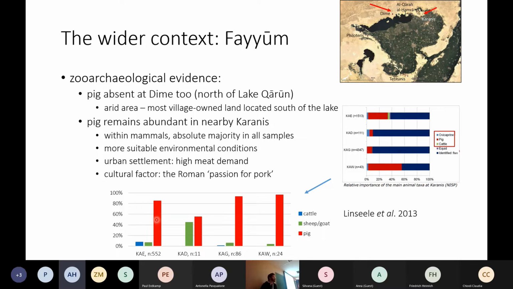We don't have other assemblages from the Fayyūm so far, but still this contrast, and you see that the sites are even quite close, is very strong. Karanis was an urban settlement, so there would have been high meat demand, and pig is very good at meeting this demand. It's a very fast producing source of meat and fat. At the same time, Karanis would have been settled with Roman communities and Roman veterans, and so the famous Roman passion for pork could also add a cultural factor, explaining this very high incidence of pig in this settlement.